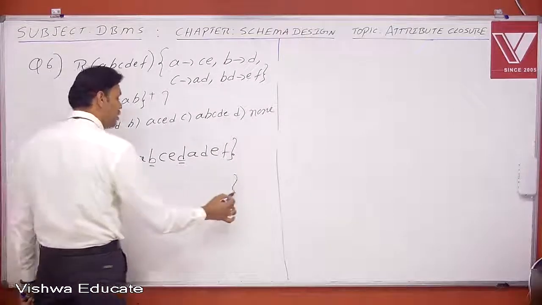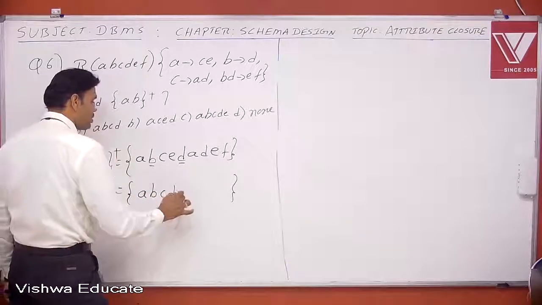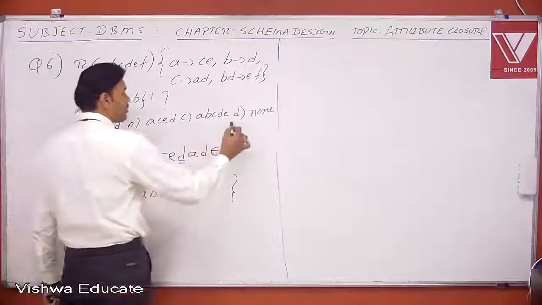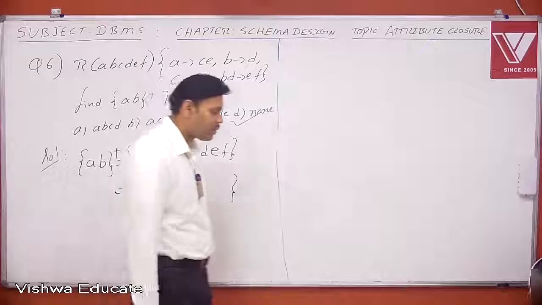So what is the answer? Eliminate the redundant attributes on the right hand side. The answer is A, B, C, D, E, F. So what is the option? None is your answer. Okay.